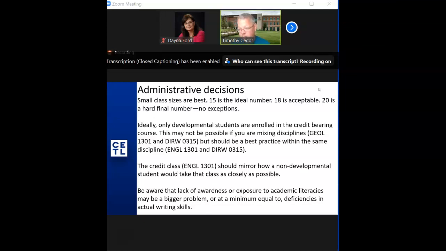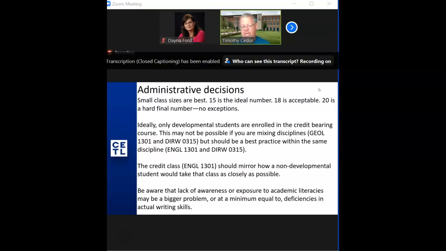Ideally, when you do co-req it, the class that it's co-req with doesn't need regular college students in it as well. So if you've got 15 in the developmental writing, those same 15 students should be the only students taking geology 1301. And here's where you may run into some issues going across disciplines. But if you're in English, it's pretty easy to do this.